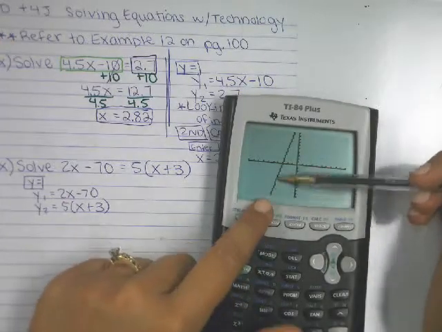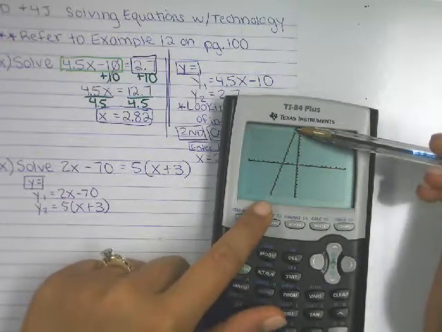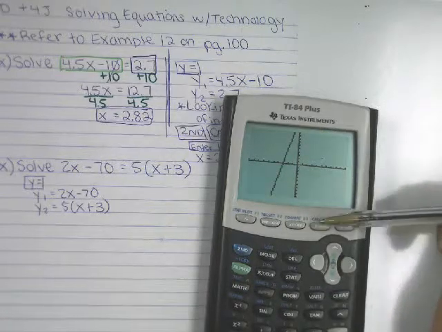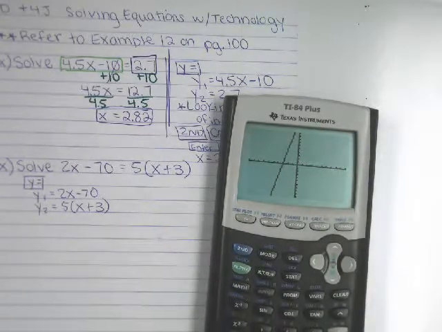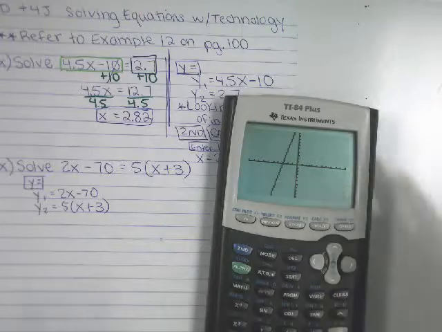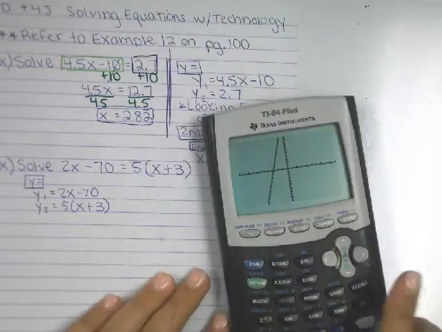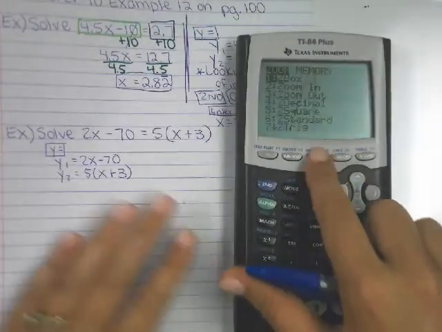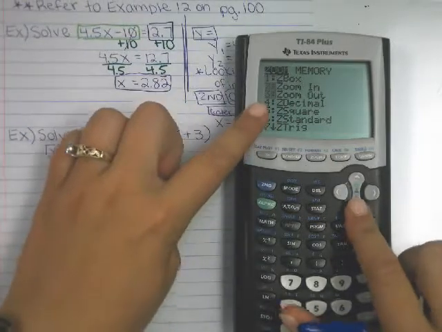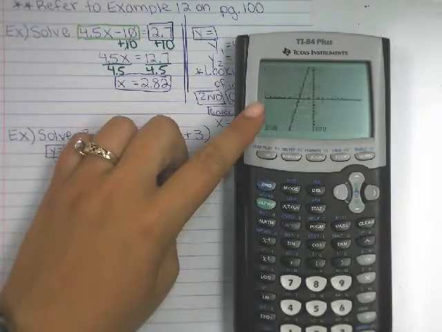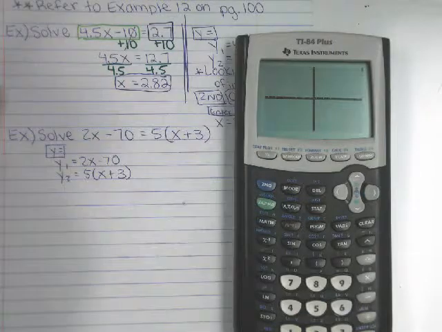And if you notice, here's one of our lines, and that's all I see. So I'm going to need to zoom out. There's multiple ways to get this calculator to zoom out. So let's just try a couple. So zoom, and it'll let you zoom out. 3. Enter, enter. Let's see what happens.